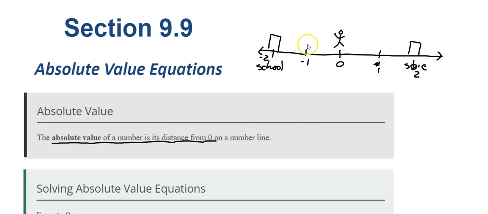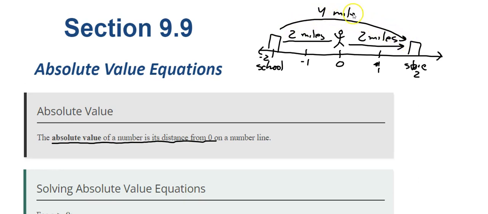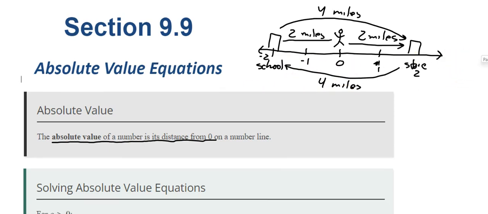Well, are you -1 distance to the school? Or -2 distance to the school? No. You are a distance of 2 miles. If you're standing here, you are a distance of 2 miles. This is what absolute value denotes. It's distance. If you were at the school and you came all the way to the store, you'd have to go 4 miles. Same thing, store to home or store to school, 4 miles. That is what absolute value does. It is the distance. Okay.